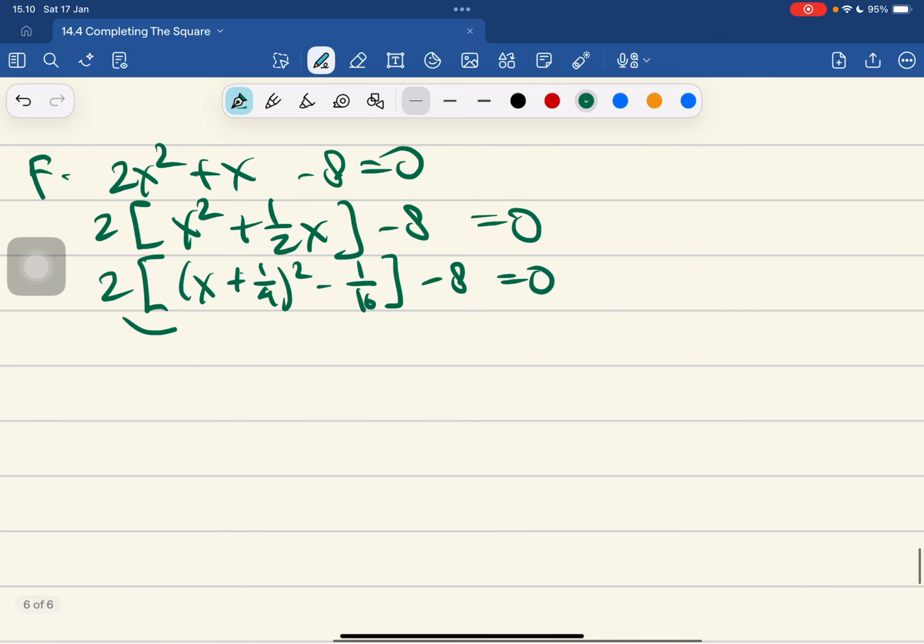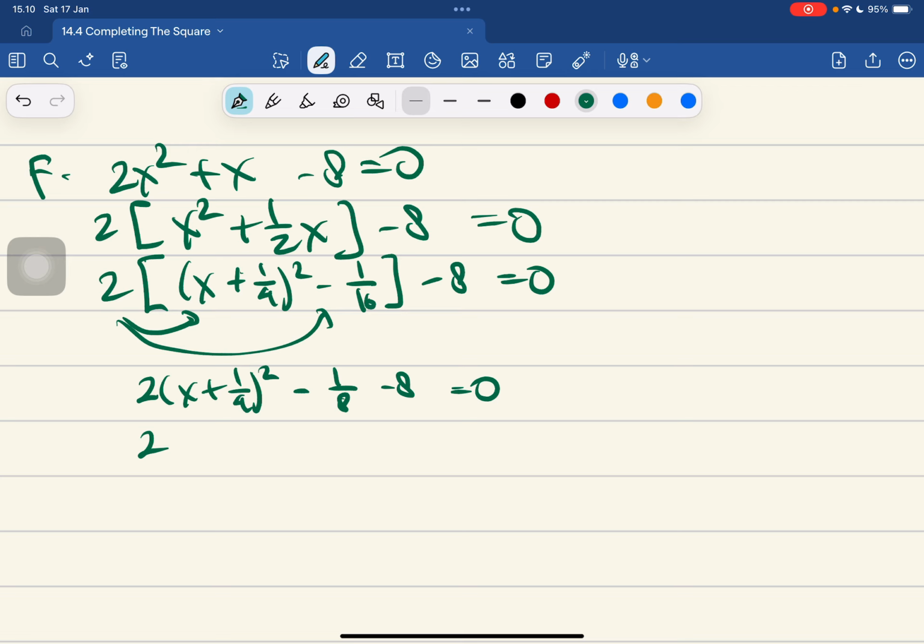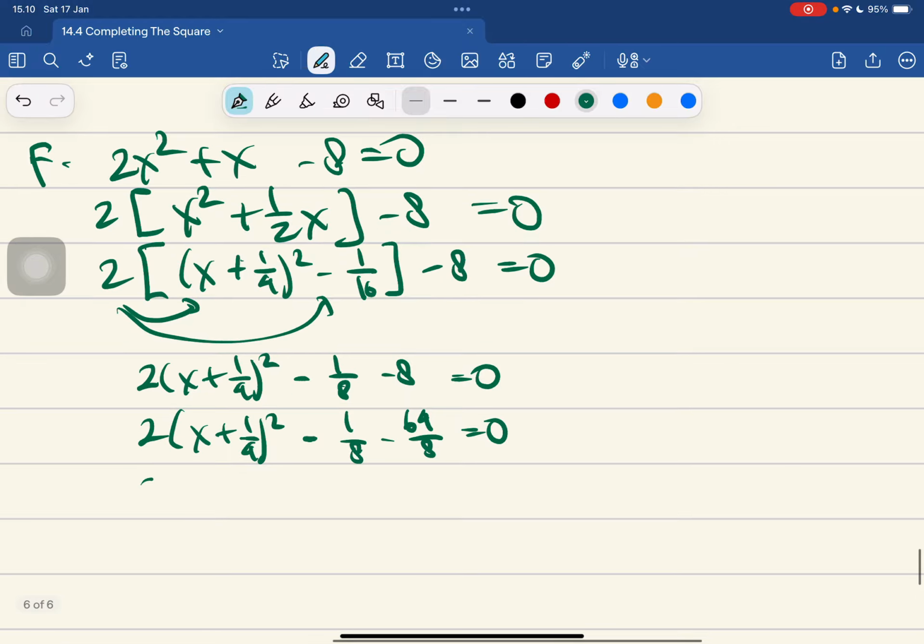So we'll expand it. It's going to be 2 times x plus 1 over 4 squared minus 2 over 16, or we can simply divide it, equal to 1 over 8. We minus by 8 equal to 0. So continue with x plus 1 over 4 squared. It's going to be minus 1 over 8. We minus again 64 over 8 equal to 0, because 64 divided by 8 is going to equal 8. So let's continue, x plus 1 over 4 squared, so it's going to be minus 65 over 8 equal to 0.